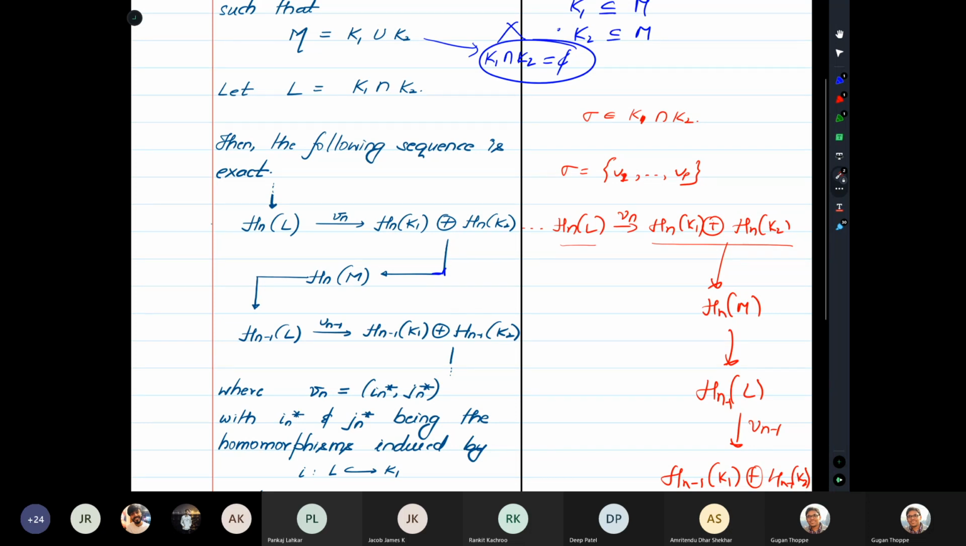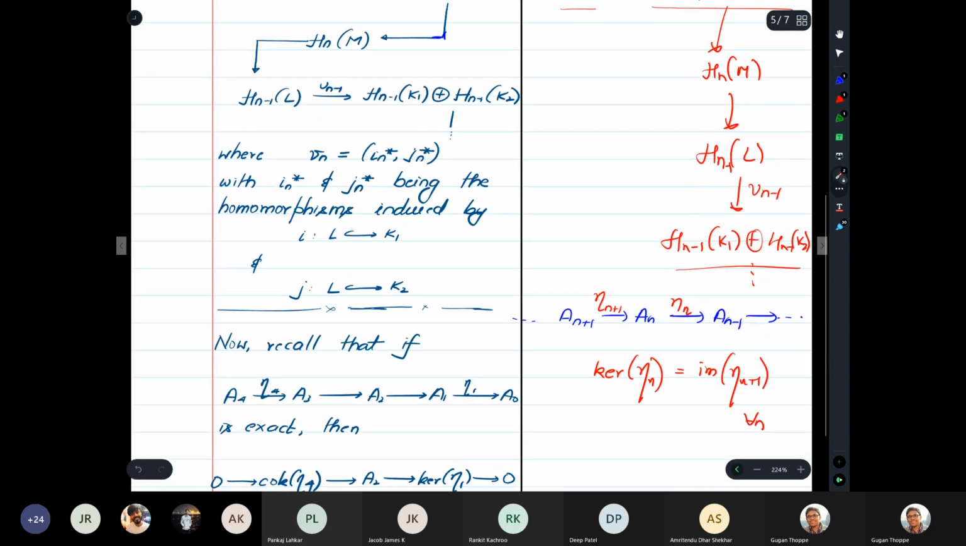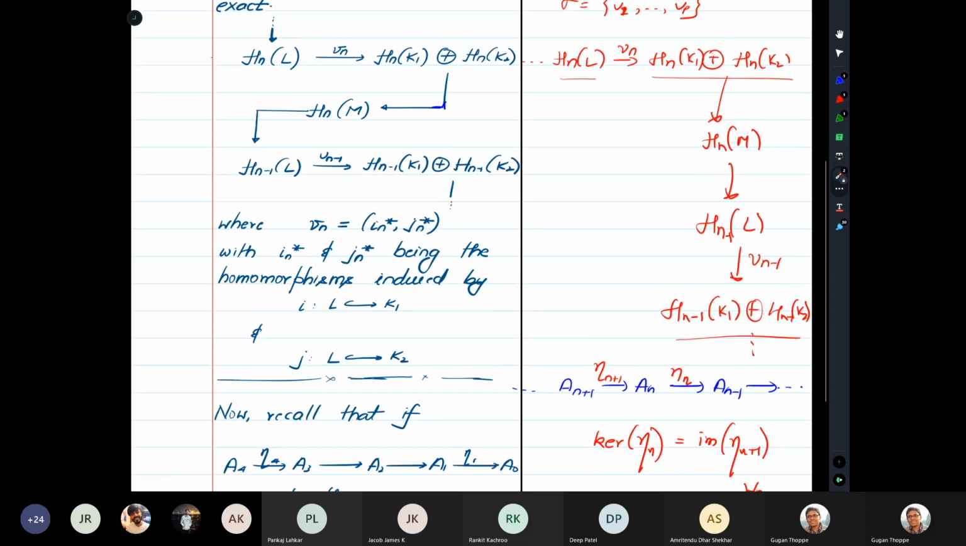Okay, and in order to finish the statement of the theorem, what now remains to explain is what these nu n and nu n minus 1 maps are. Okay, so now let me explain what these maps are. So my claim is that L is a simplicial complex.